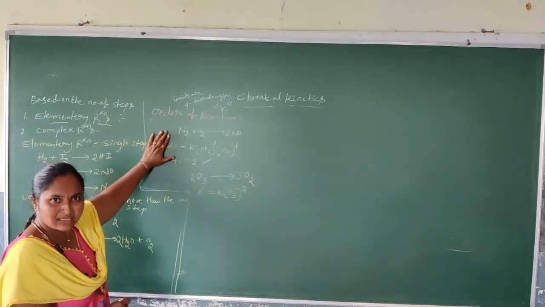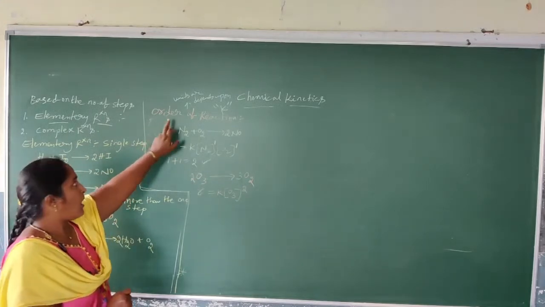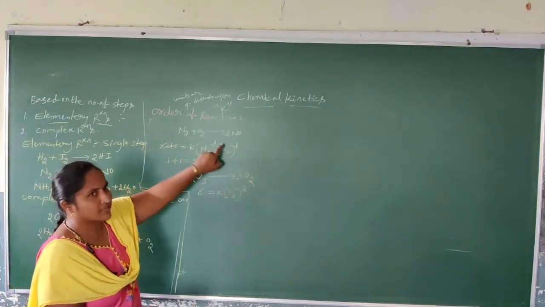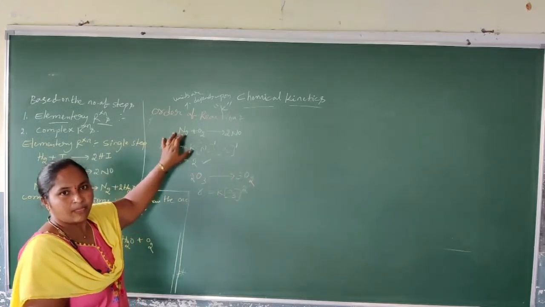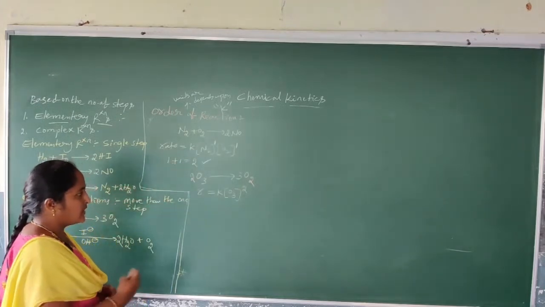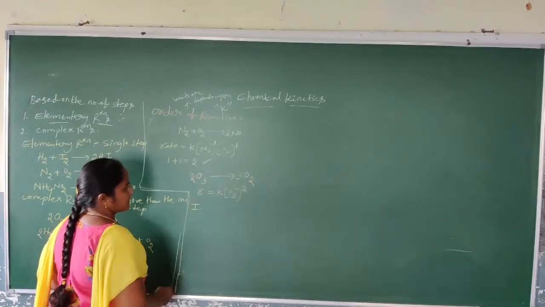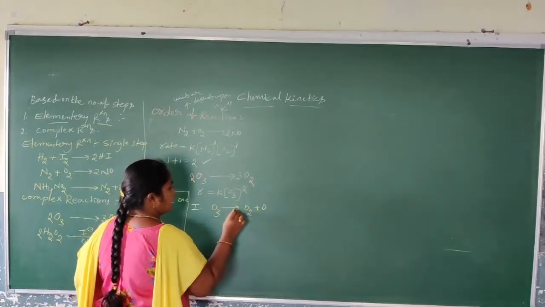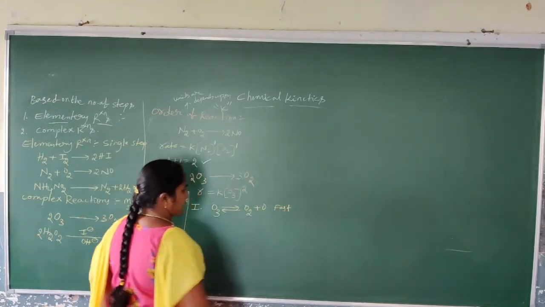For elementary reactions, keep in mind, the order is always equal to the sum of the powers of the coefficients, which can be seen from the balanced chemical equation. But complex reactions take place in multiple steps. In the first step, ozone is converted into O2 plus oxygen. It is a reversible reaction and it is a very fast reaction.